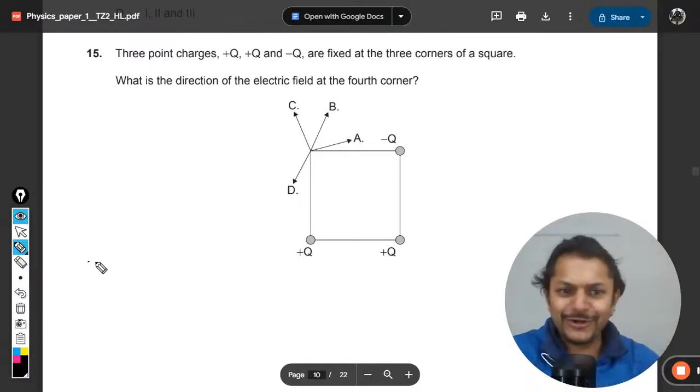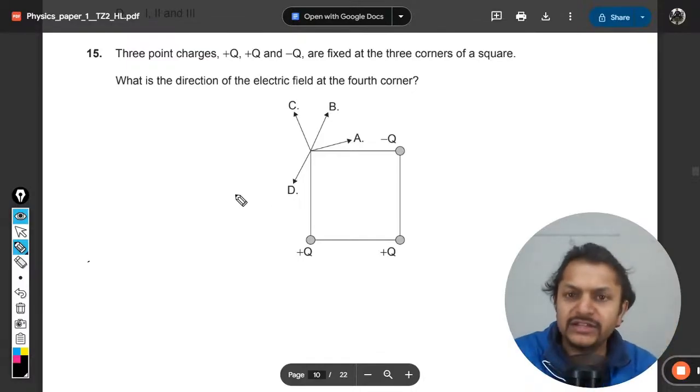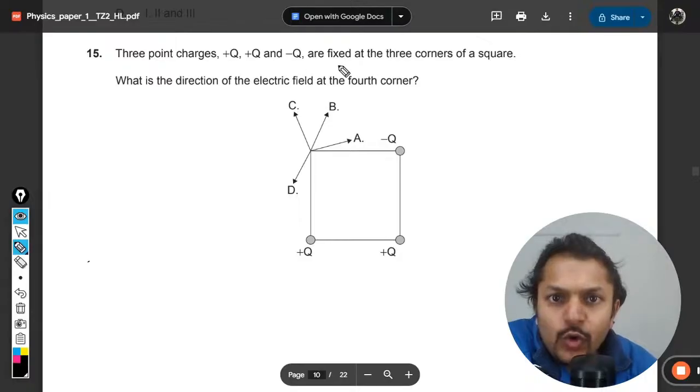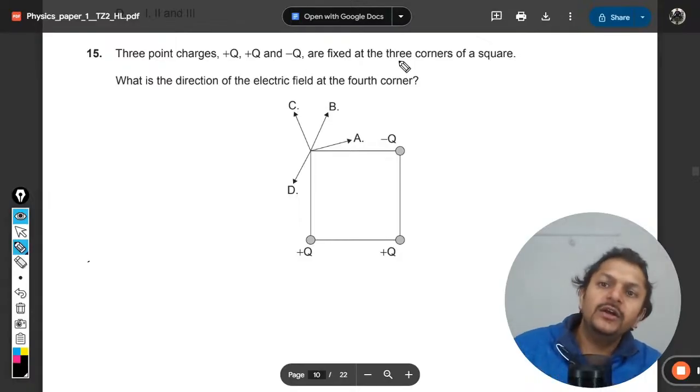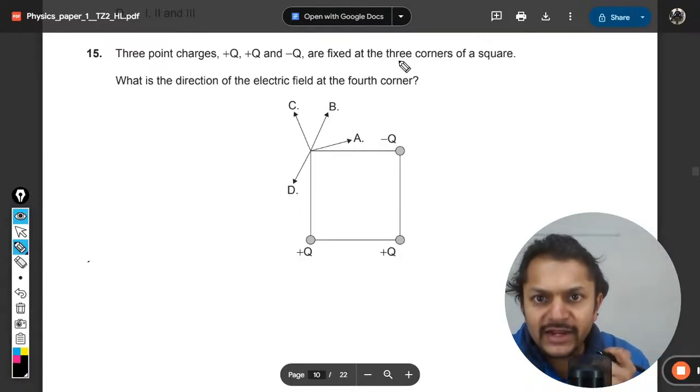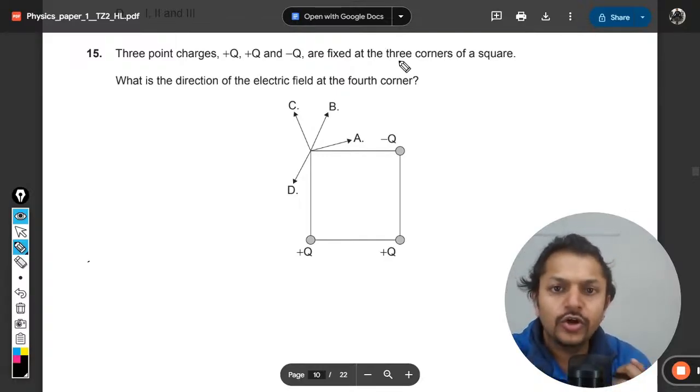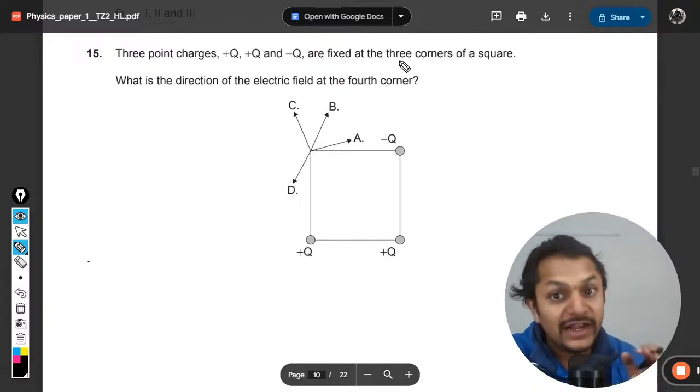Okay, dear student, let us see what is there in this question. Three point charges, plus Q and minus Q, are fixed at three corners of a square. What is the direction of the electric field at the fourth corner?